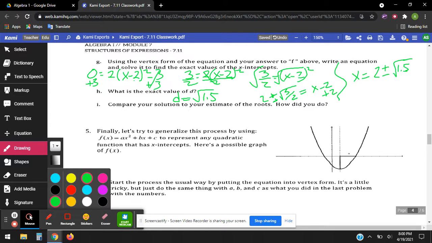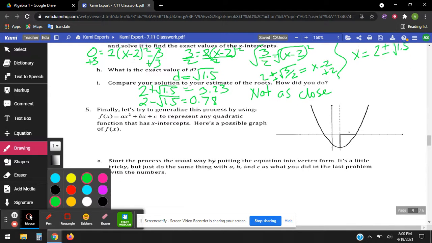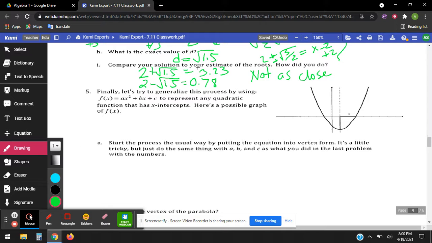So let's actually solve this to see 2 plus square root of 1.5 equals, 2 minus the square root of 1.5. Let's see how I did. 2 plus is about 3.23 and 2 minus is 0.78. I was a little more off this time. Yeah, not as close in this case. So that's why it's helpful to be able to find the exact. Estimation doesn't always work very well.